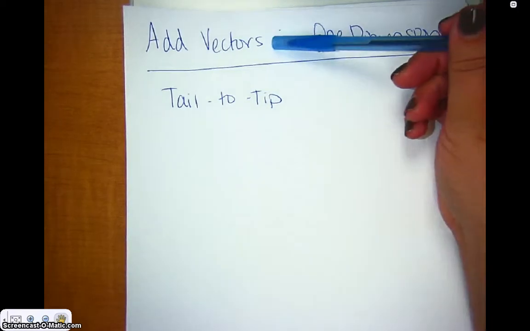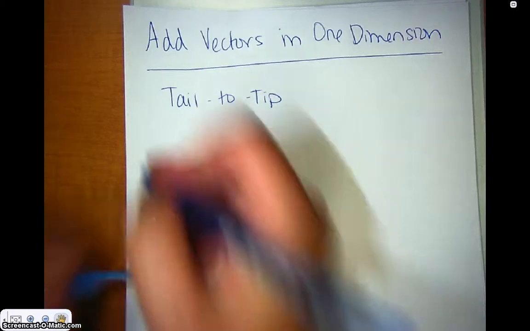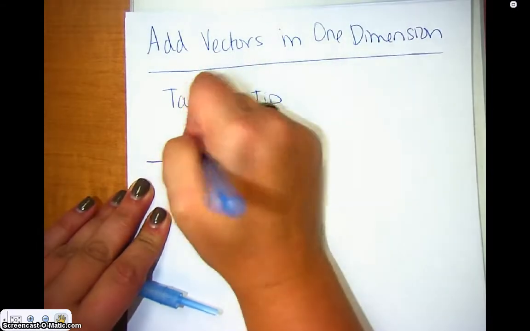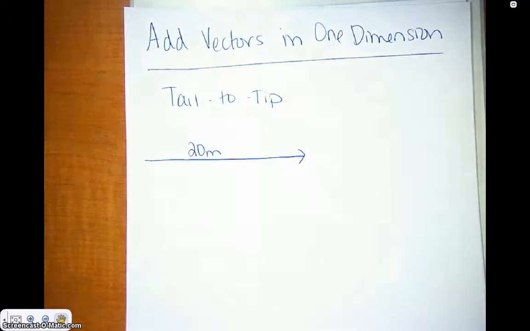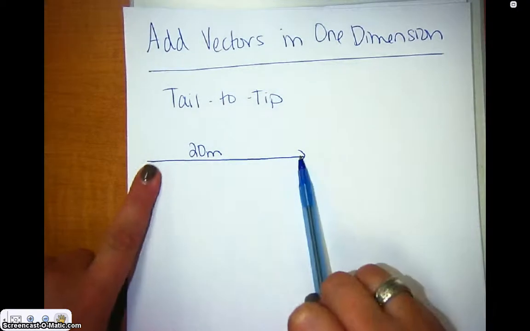Remember that a vector has both a magnitude and a direction. So in this case we're talking about one dimension. So let's say I walk from left to right a distance of, I don't know, 20 meters. Right? So notice how I draw this as an arrow. All vectors and their components should always be drawn as arrows. If you do not, I will mark it wrong on the test. Right? So let's say I walk from here to here and I go 20 meters.